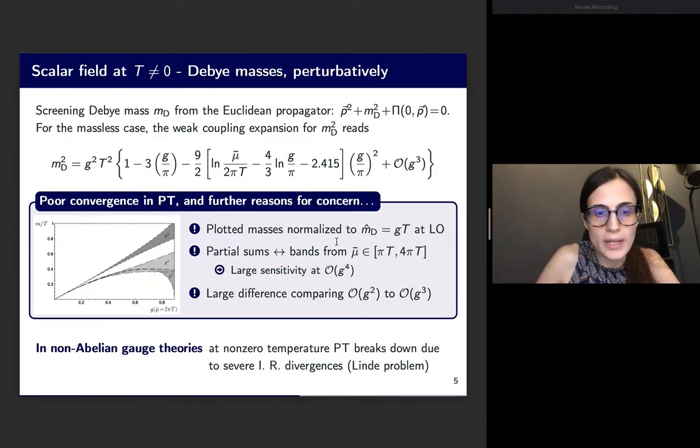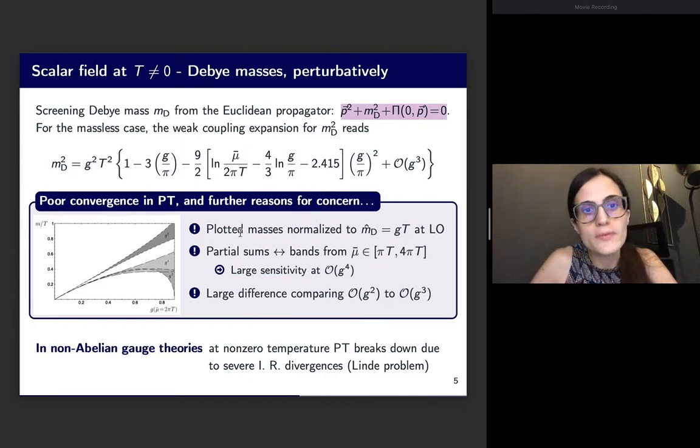We can move on and look at the perturbative expansion also of the Debye masses, which are defined as the pole of the Euclidean propagator. Therefore, they satisfy this equation. And what you obtain is that in the massless case, the weak coupling expansion for the square of the Debye mass, which we will look at even at a later stage when we discuss the phenomenon of screening, if you are unaware of what the Debye mass represents physically. For the moment, just look at the expansion, which is reported on the slide.